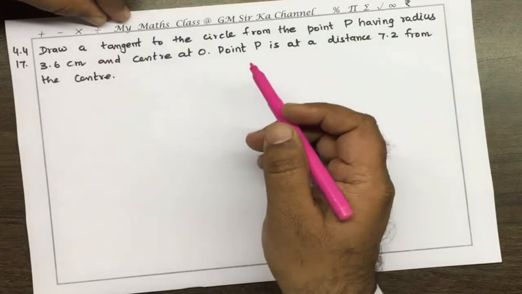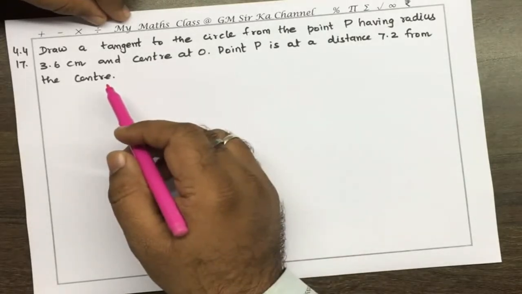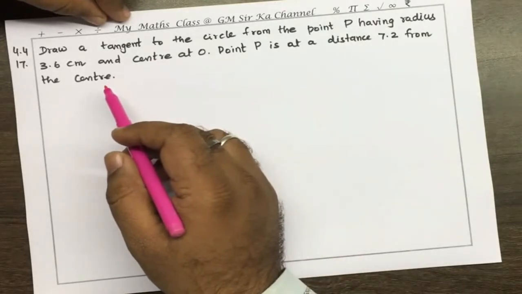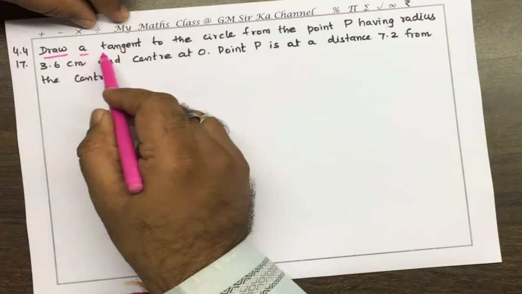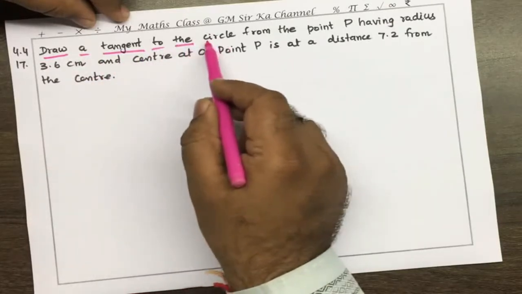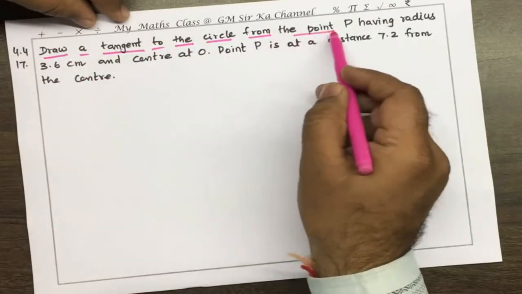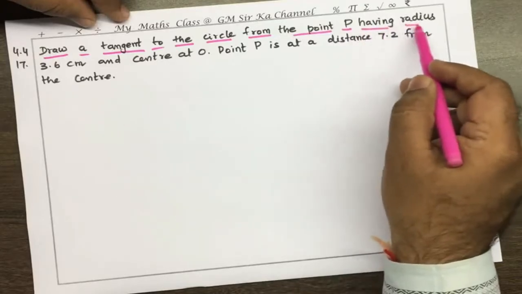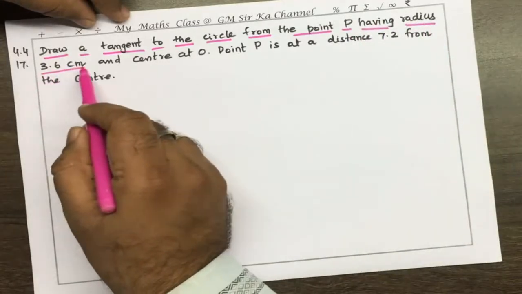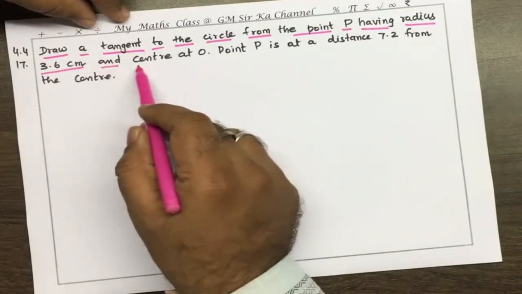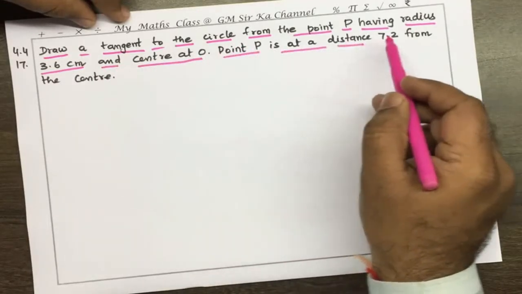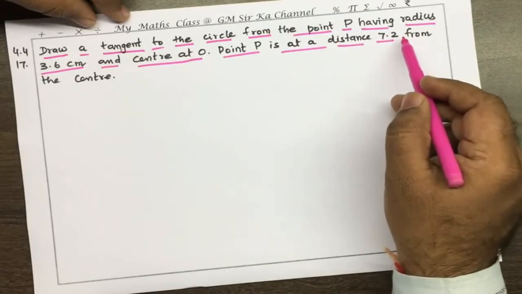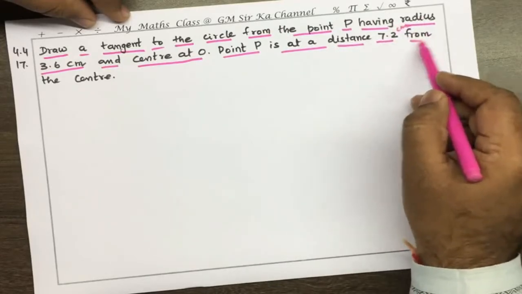We have the problem under the construction of tangents from the external point. We have the problem: draw a tangent to the circle from the point P, having the radius 3.6 centimeter and the center at O. Point P is at a distance of 7.2 centimeter from the center.